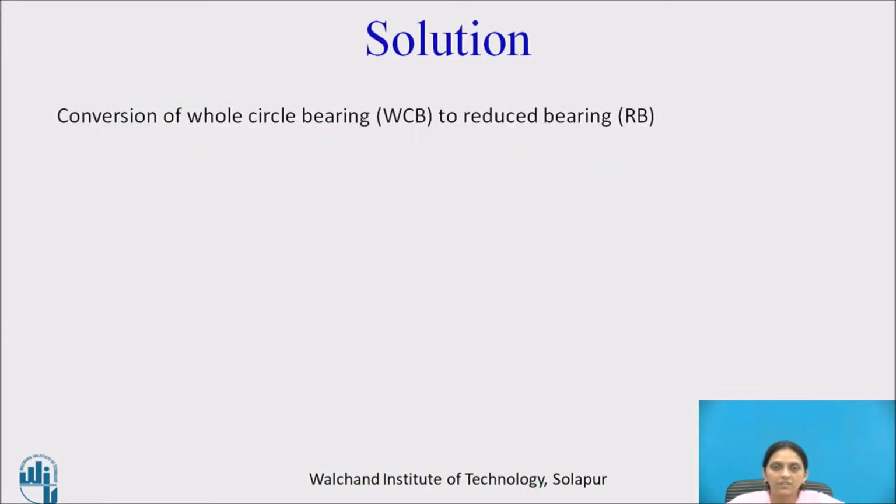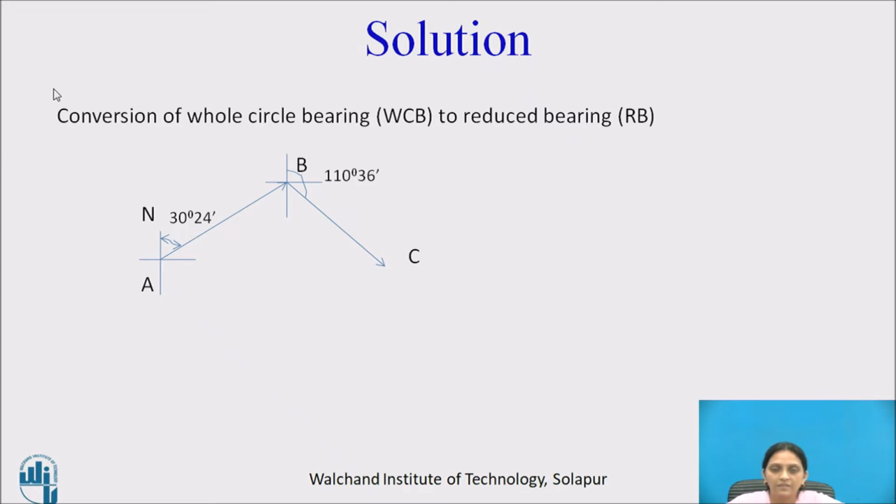So for that, first draw traverse diagram and convert the whole circle bearing of a line into the reduced bearing. So the starting point is station A, and the bearing of line AB is given, 30 degree 24 minute. As it is a whole circle bearing, bearing is always measured from the north and in clockwise direction. Now from station B, the whole circle bearing of line BC is measured, that is 110 degree 36 minute. So 110 degree 36 minute means it is in southeast quadrant.